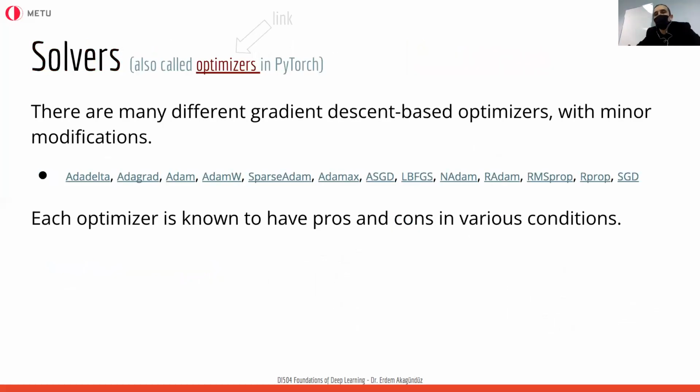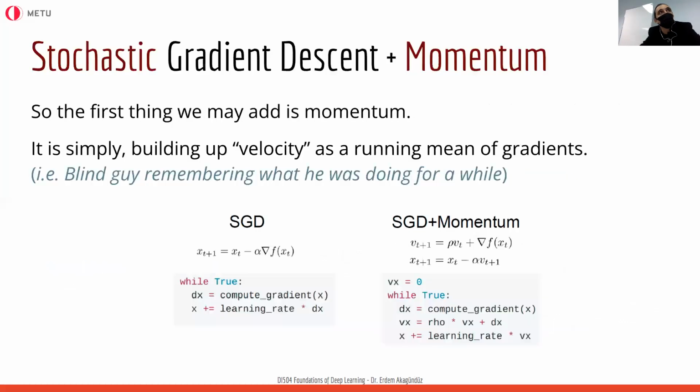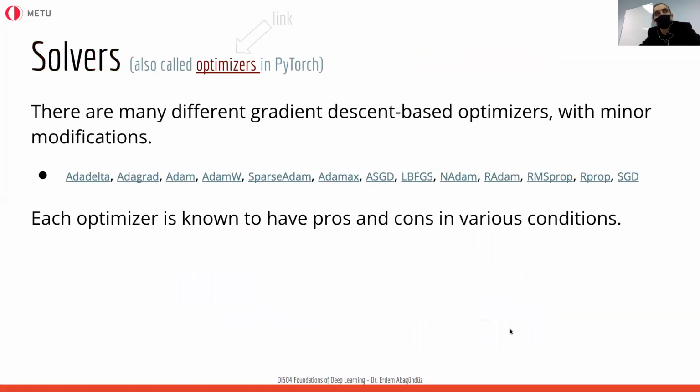There are many different algorithms, improvements over stochastic gradient descent with momentum. They simply make modifications on these algorithms and use them. I'm not going to get into the details because there are so many. There are some links in the PDF file. You can click them, and it will take you to the PyTorch documentation for that algorithm. It explains the algorithm and how you can use it.